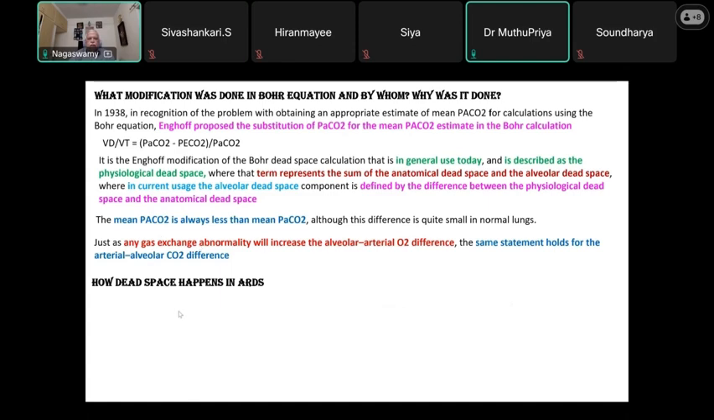Now, how does dead space happen in ARDS? It's one of the conditions all of you would have seen commonly 2 years ago when COVID was rampant, and many patients had very severe mortality because of the ARDS that was set in by the COVID infection. So what exactly happens in ARDS and how does this dead space affect the persons with ARDS?